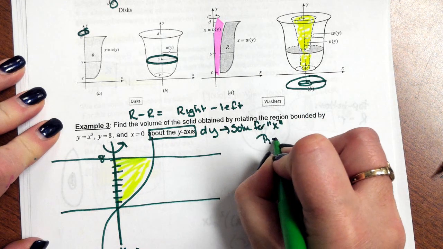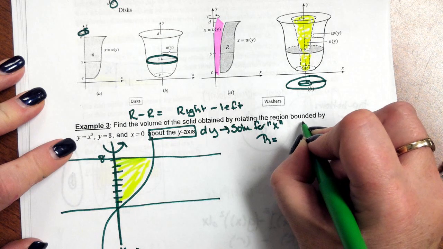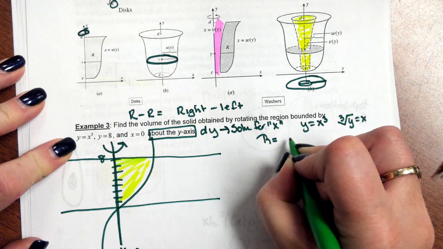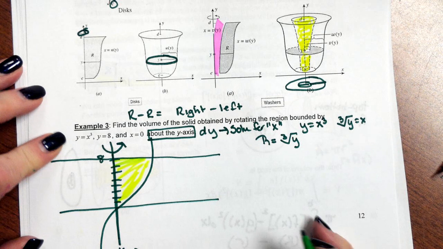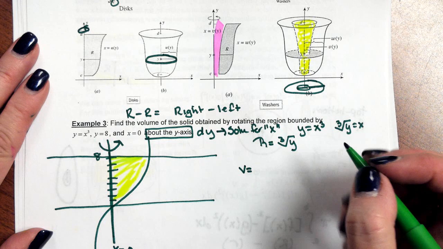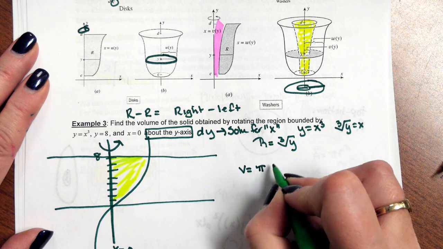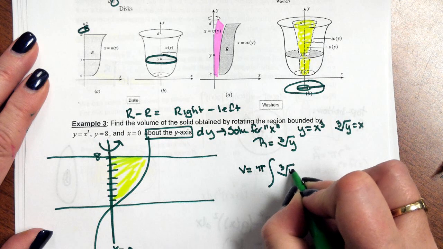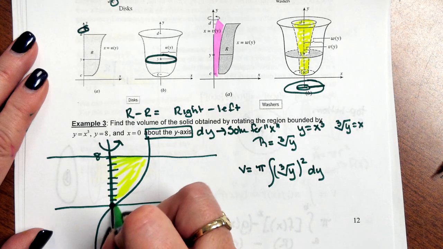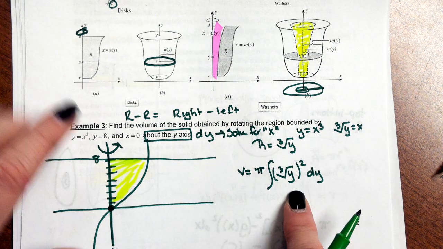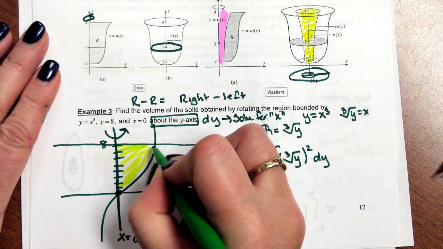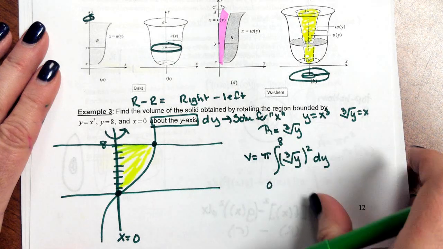So my radius is going to be equal to, when I solve this for x, y is equal to x to the 3rd, then I know that the cube root of y is equal to x. That is my r. So to calculate the volume, I know the area of a circle is pi r squared. So again, I'm going to integrate, pulling out that pi. And I have to take the cube root of y, and I'm going to square it, dy. So then again, because this is a dy, remember your bounds are going to be in terms of the y values. So notice the lower bound is going to be a 0, the upper bound is going to be an 8.